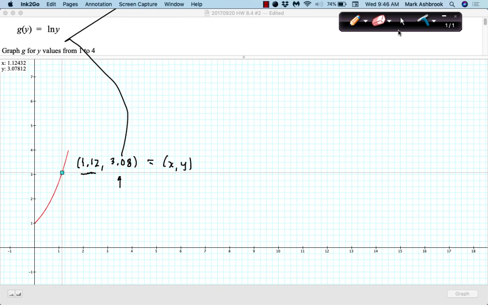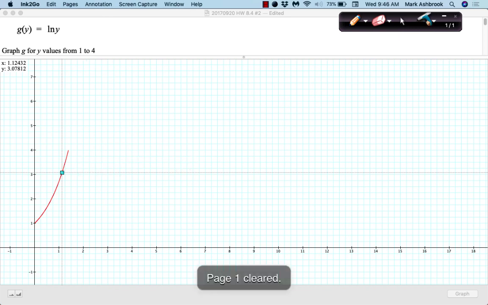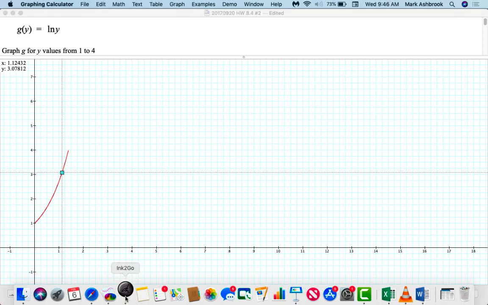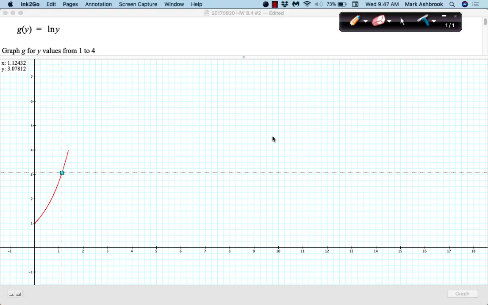So it's like in reverse now. You've got to think in reverse. Y is independent. You choose y, and then the function tells you the corresponding x. That's the way we're graphing this. Okay, so there we graph that. Okay, next.